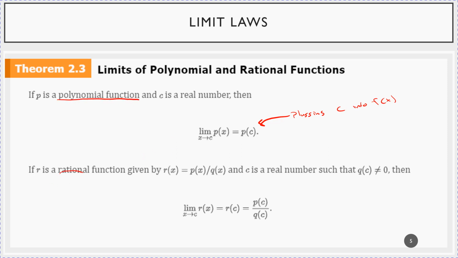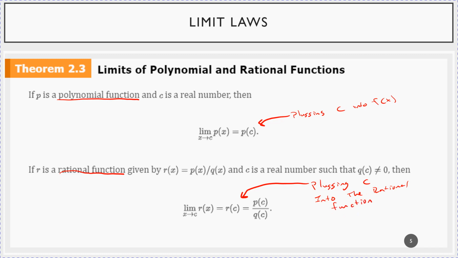Now, if it's a rational function, it's given by the rational function r of x equal to p of x divided by q of x. So it's the division of two polynomial functions. And c is a real number such that you can't have the denominator equal 0. Remember, you can never divide by 0. If I have the limit as x goes to c of r of x, again, you're just plugging c into the rational function, as long as it doesn't make the denominator equal 0.